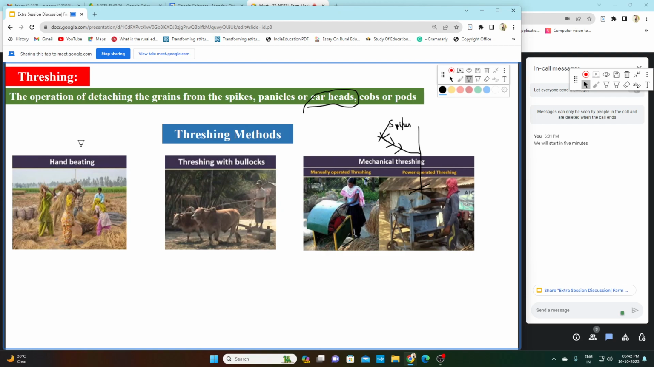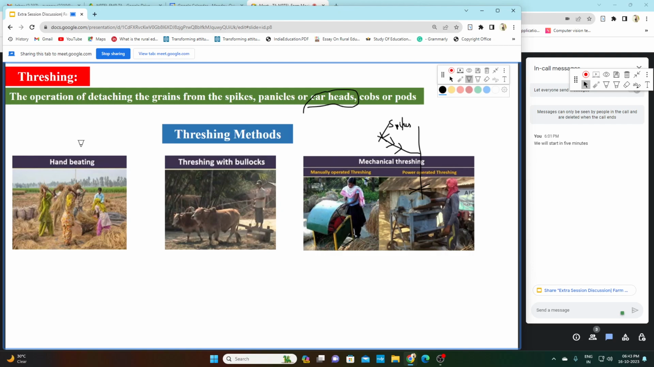Either we can apply these chemicals in powder form, and that equipment is known as a duster, or if we are applying these plant protection chemicals in liquid droplet form, that equipment is known as a sprayer. Okay, so we are done with the third farm machinery operation.